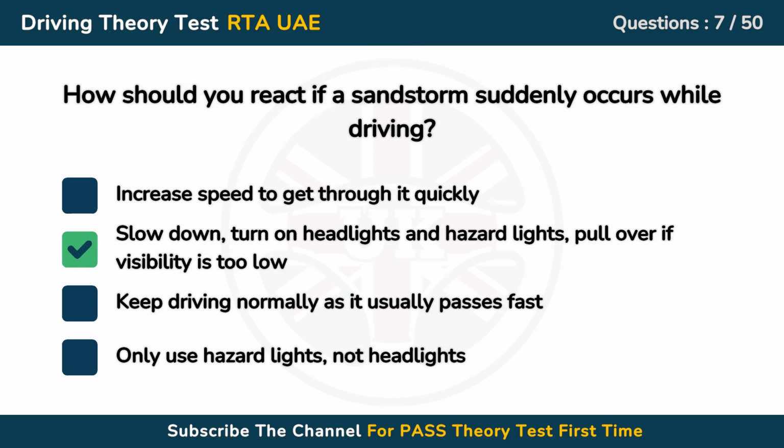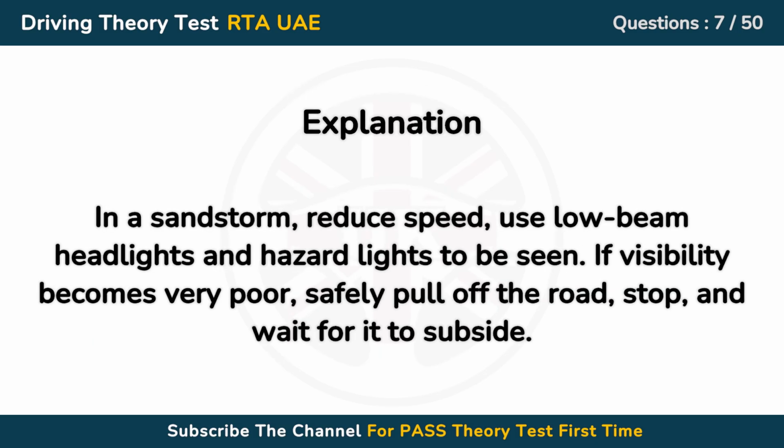Answer is B. Slow down, turn on headlights and hazard lights, pull over if visibility is too low. In a sandstorm, reduce speed, use headlights and hazard lights to be seen. If visibility becomes very poor, safely pull off the road, stop, and wait for it to subside.